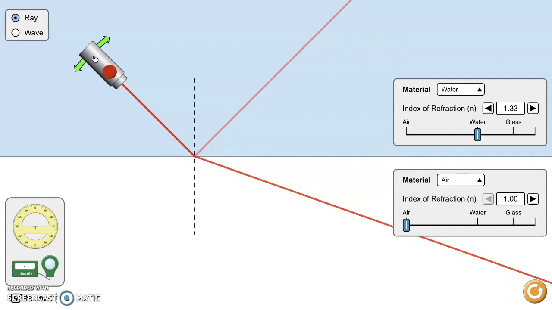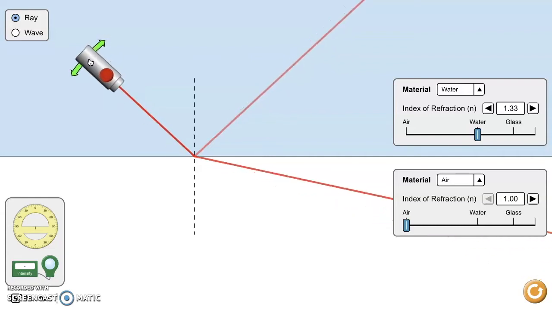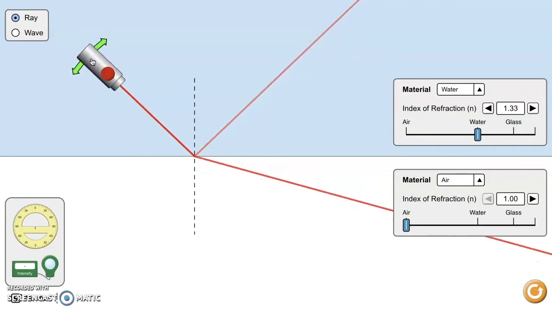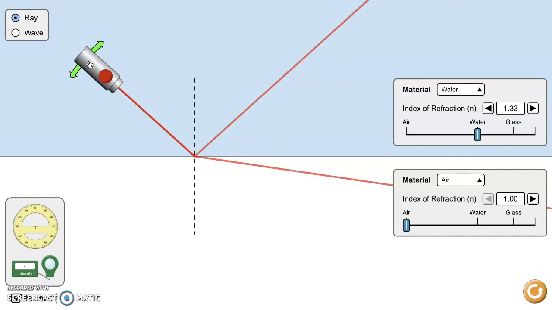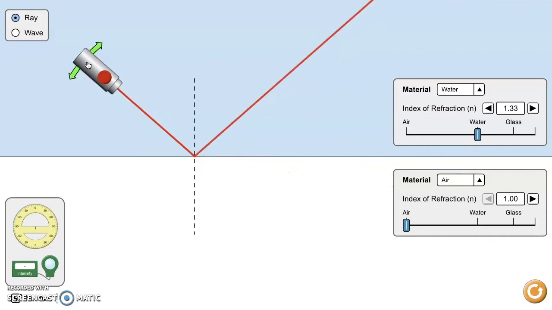Let's change this angle a little bit. You can see that as we change it a little bit, the angle of refraction is rapidly changing. And here suddenly it's gone. Light isn't going into the air at all. It's just reflecting off the barrier here.